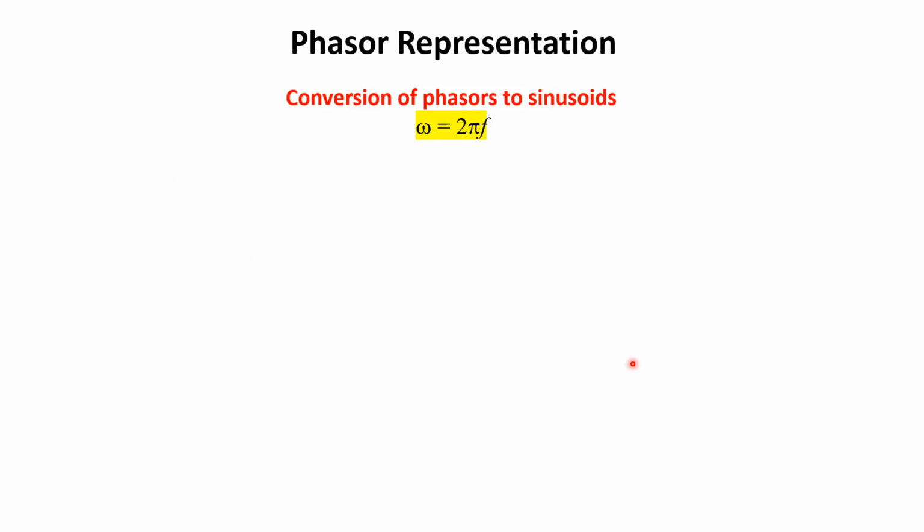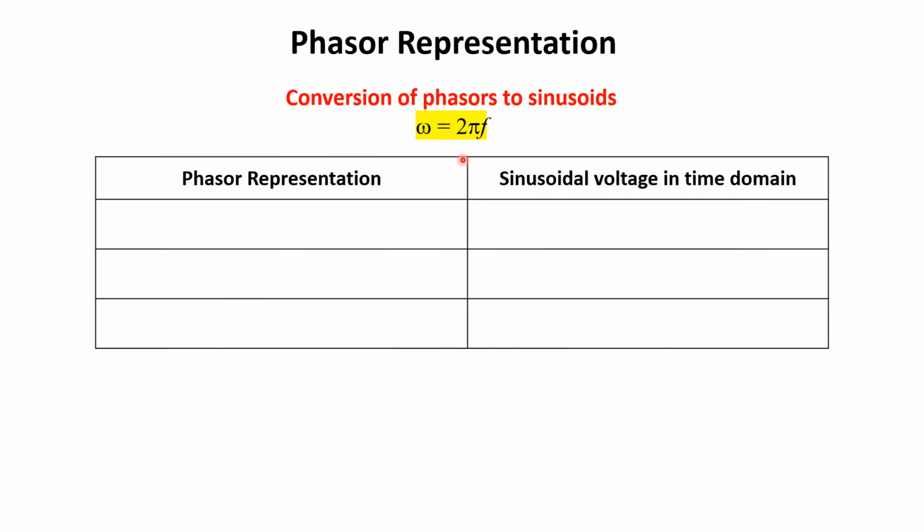Conversion of phasors to sinusoid. In order to convert phasors to sinusoid, we must know the frequency, because in phasors there is no information of frequency. So this is the phasor. As such, in phasors, no frequency information is included. So we must know the frequency. Frequency may be given in hertz or may be given in radians per second. Here it is in hertz, but in the time domain we use radians per second. You know that here we need omega, and omega is 2 pi f, which is 60 over here.